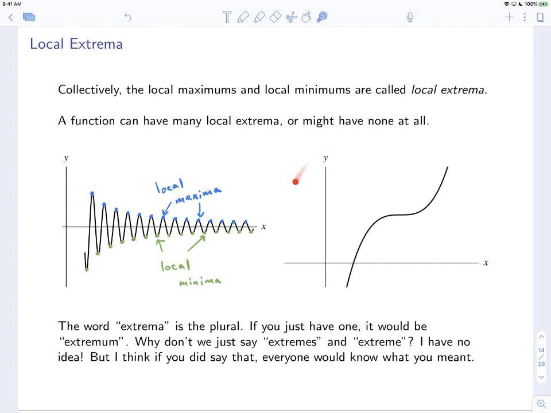On the graph on the right, this is some translation of y equals x squared, but it's just moved to the right and moved up. This one, you can see there are no local maxima here. There are no local minima here. There are no local extreme values here.